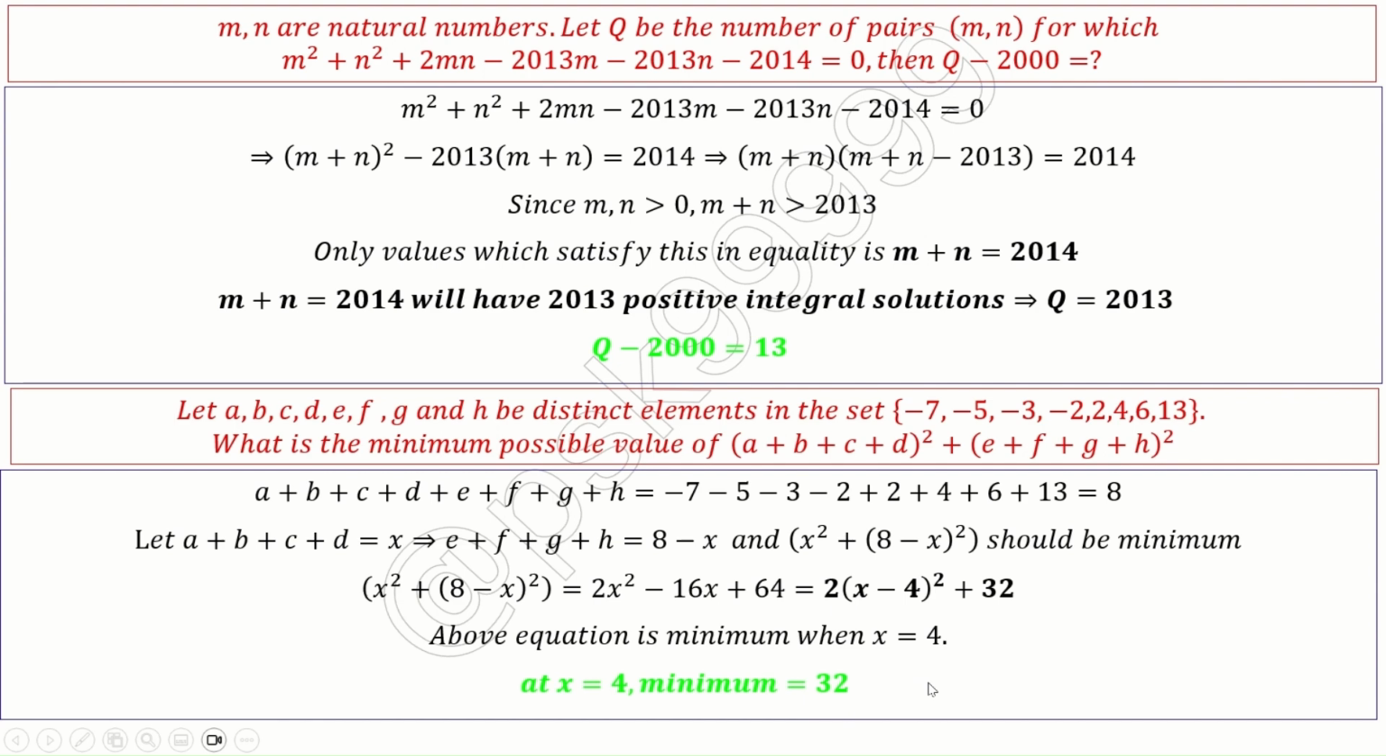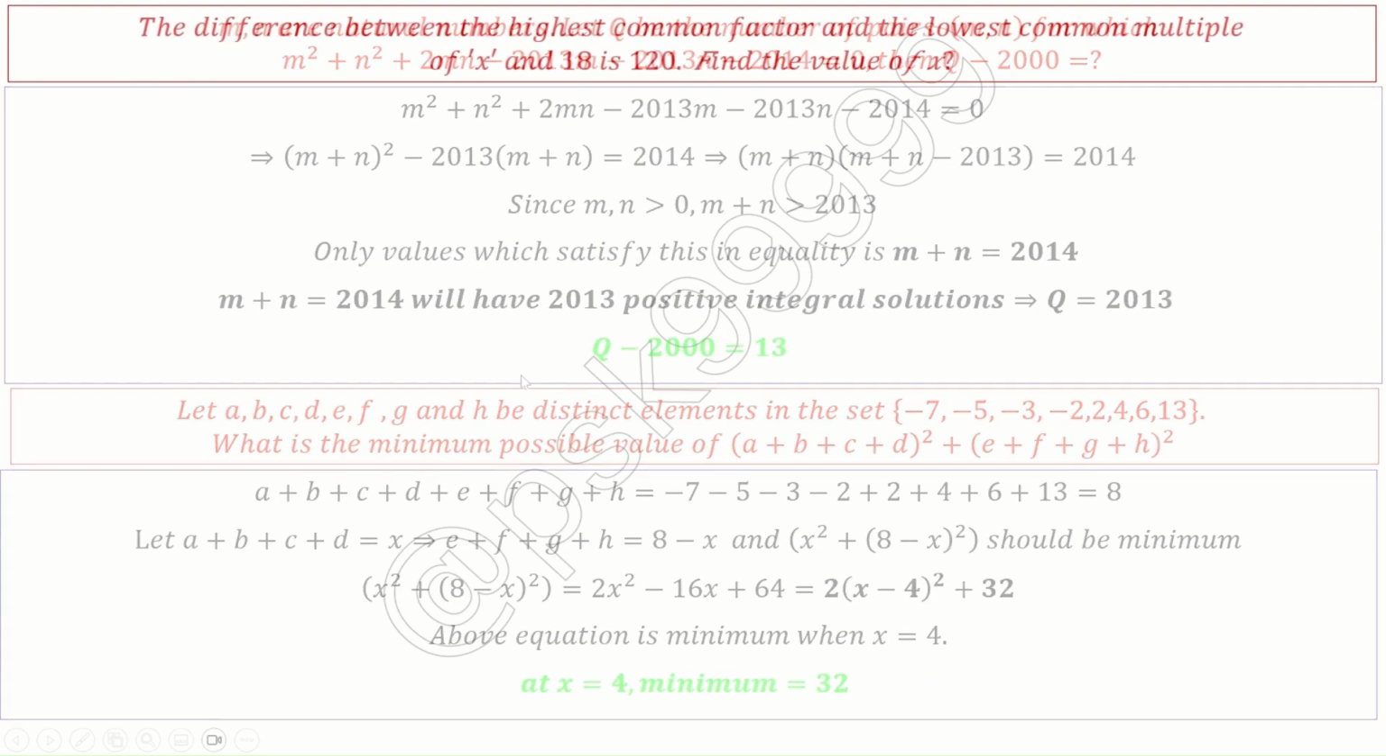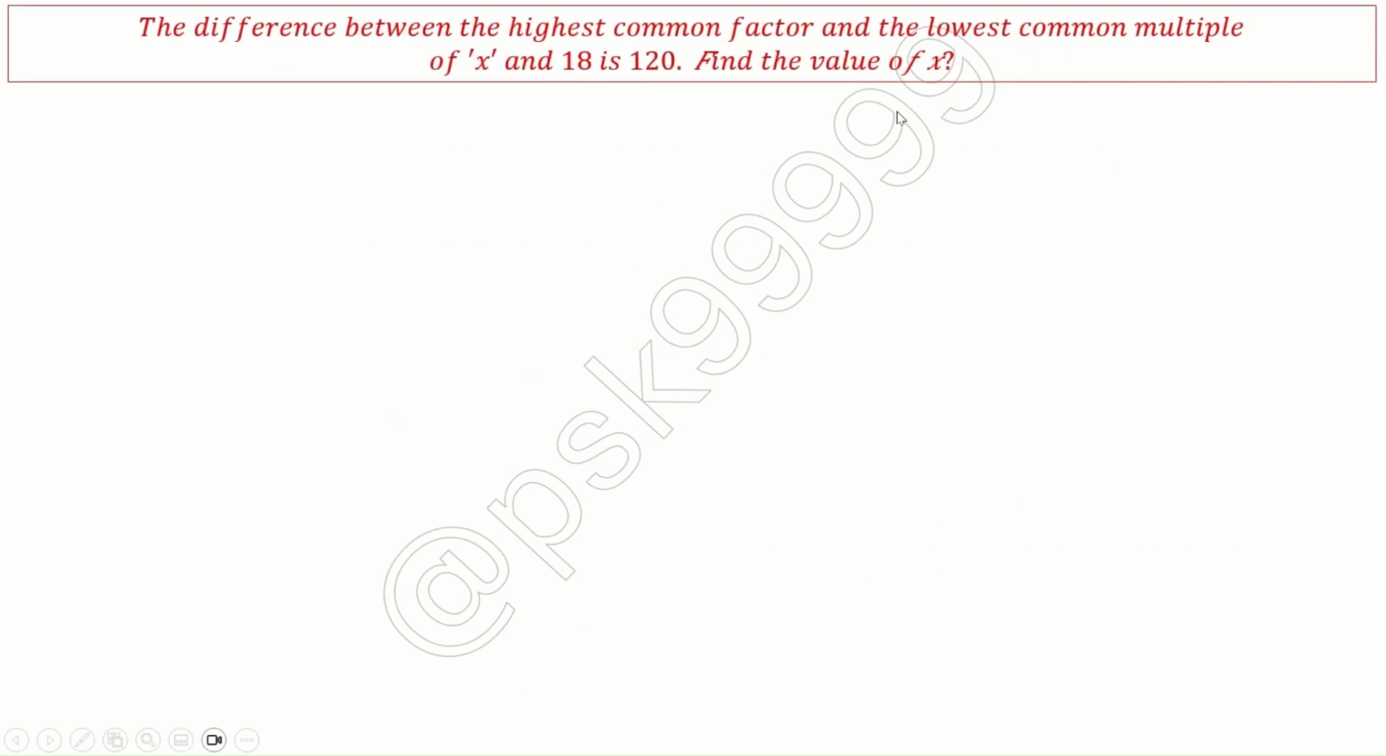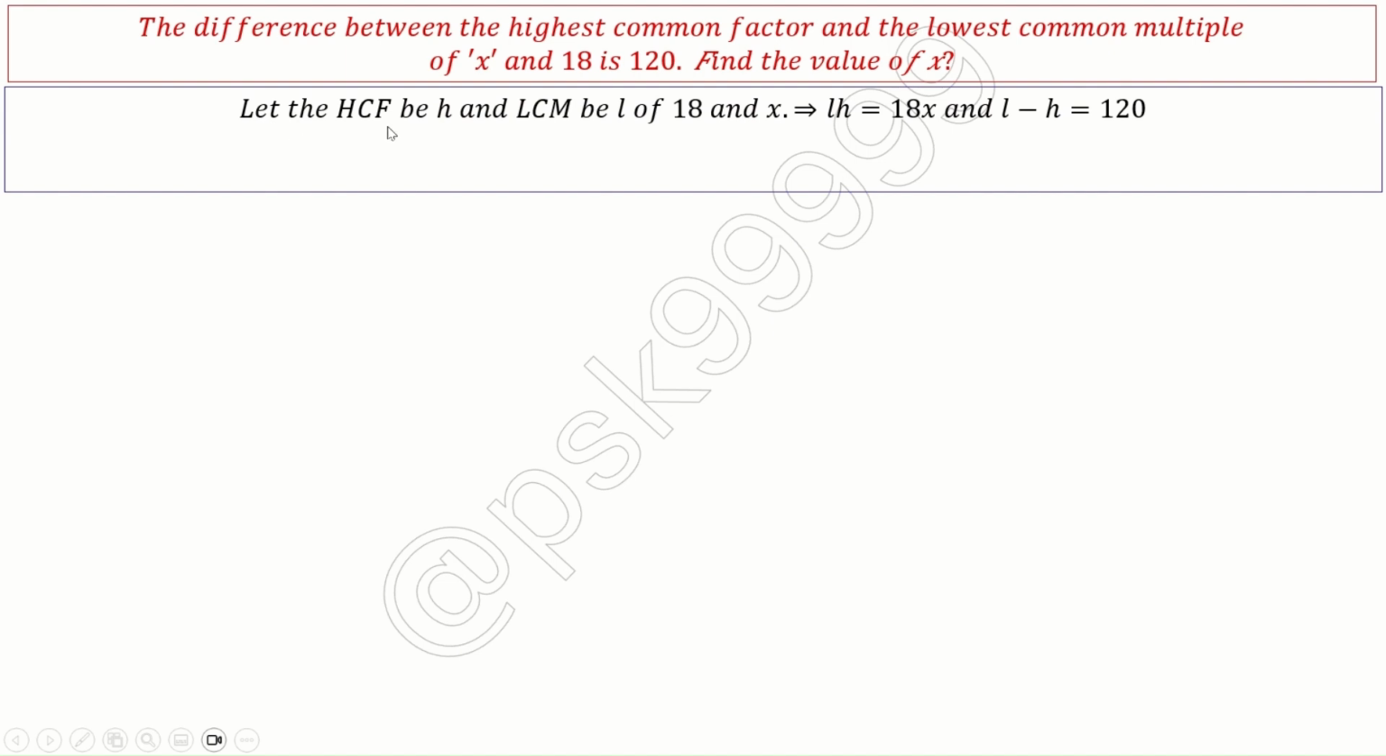That's the minimum value. Okay, next. The difference between the HCF and LCM of x and 18 is 120. Find the value of x. Okay, so this is simple. Let the HCF be h and LCM be L.